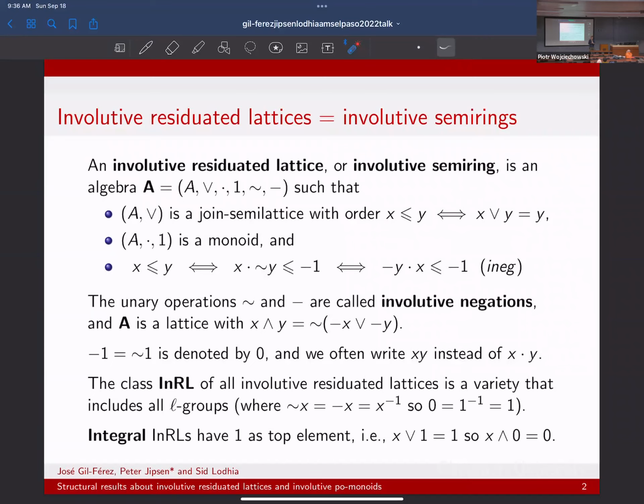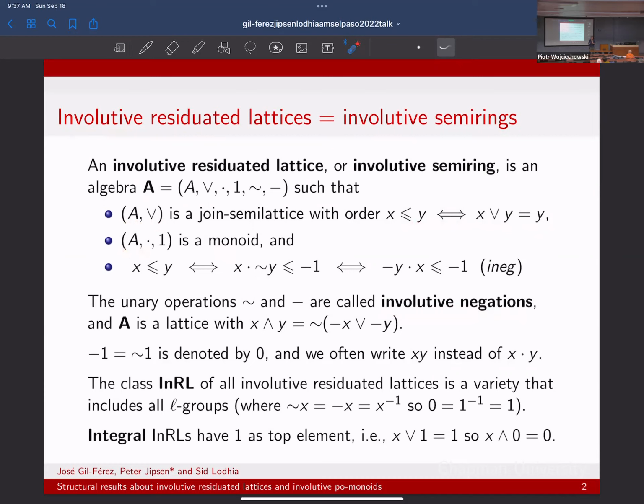So the name that they go under in this much shorter definition, involutive semiring, is also indicative that there's semiring structure in the background. So it's an algebra that has a join, a multiplication, an identity, and two unary operations, tilde and minus, or left and right linear negation, or involutive negations is what we're referring to them as here. And so the structure is simply a join semilattice, so it's ordered, and it's a monoid.